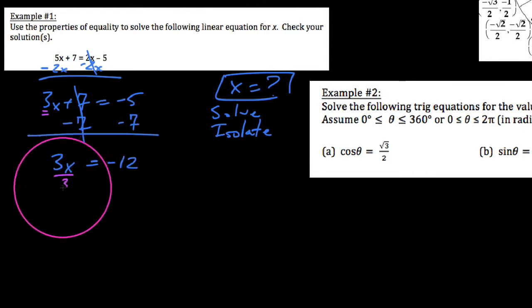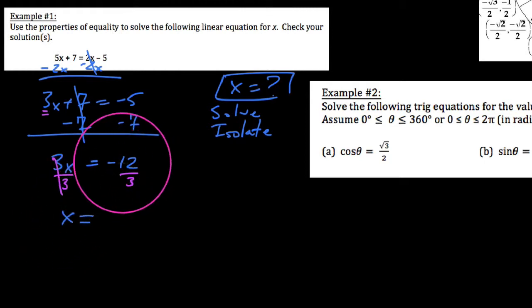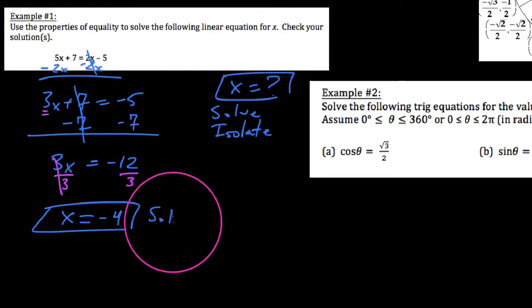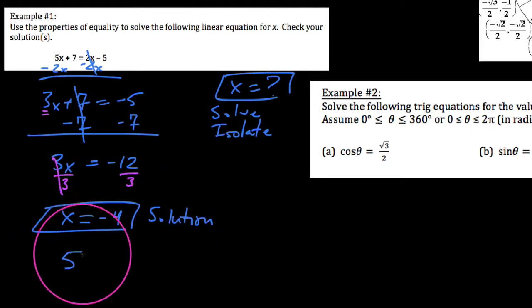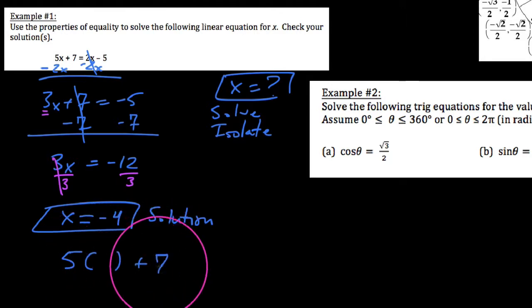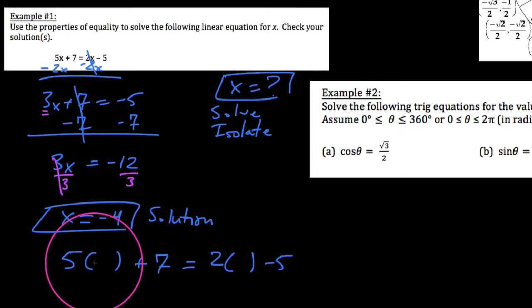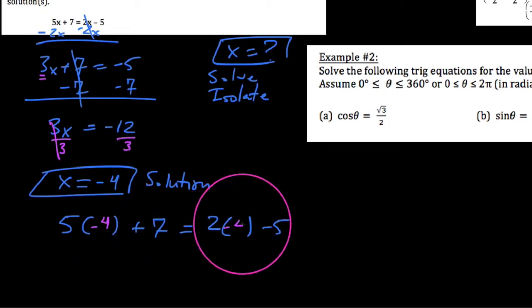Now we'll undo our division, and we'll save that for last. So x equals negative 12 divided by positive 3, which is negative 4. And again, we say that this is the solution because we isolated x. And last but not least, I want to plug this back into the initial statement, which said 5 times x plus 7 equals 2 times x minus 5.